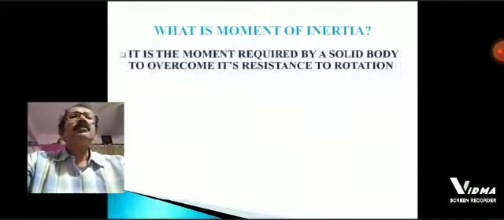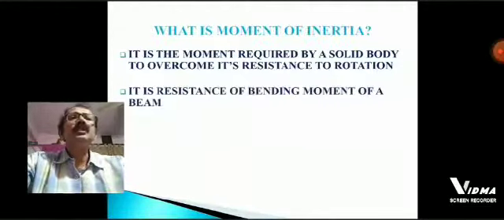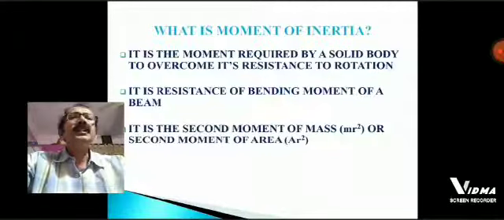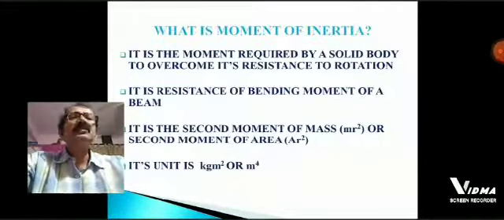It is the moment required by a solid body to overcome its resistance to rotation. It is the resistance to bending moment of a beam, and it is the second moment of mass, that is mr square, or second moment of area, that is ar square. So its unit is kg meter square or meter to the power 4.